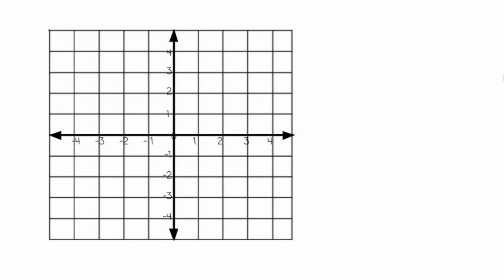This is called a Cartesian grid. Where the x-axis and the y-axis meet is called the origin. On a Cartesian plane, you can have coordinates that are negative. For example, this point sits at -4 and 3. And down here, this point sits at -4 and -3.